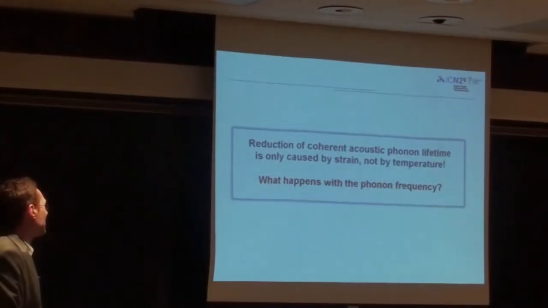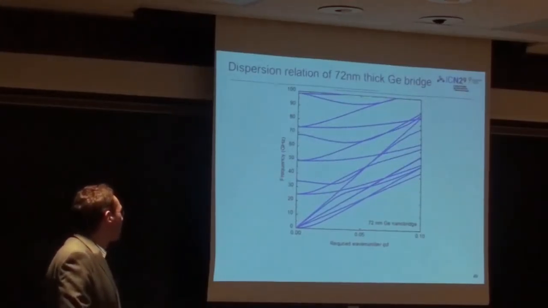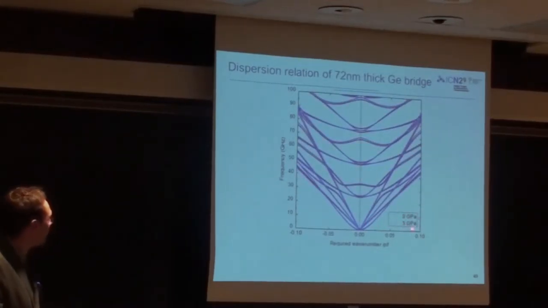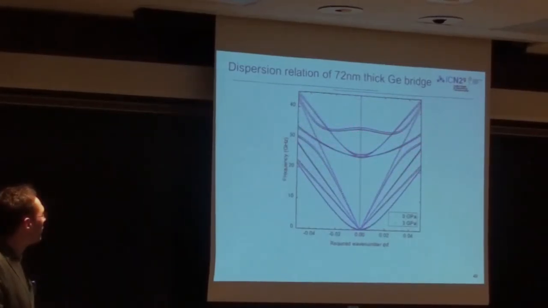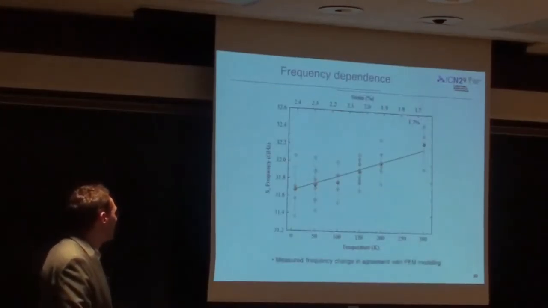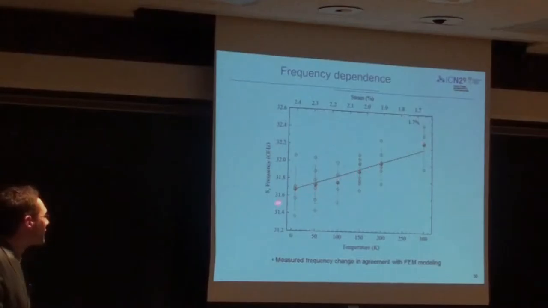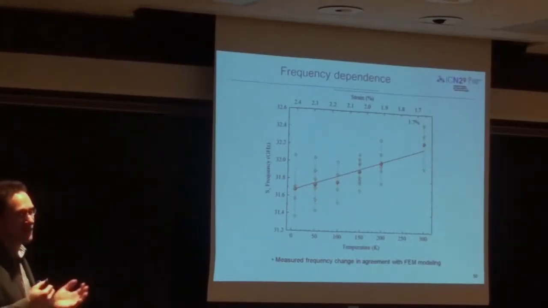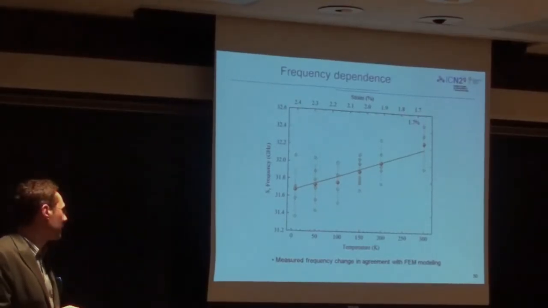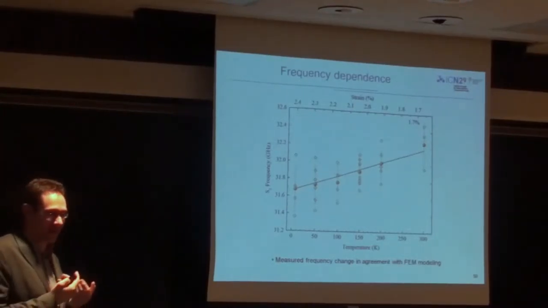So what happens with the phonon frequency? This is the very last thing I want to show you. We did some finite element modeling for such a germanium bridge for 0 GPa and 3 GPa. Now let's zoom in at the center of the Brillouin zone. The mode that we are looking at is this first order dilatational mode. What you can see is that you expect a slight decrease in phonon frequency when you increase the stress in this case, and we have measured this over lots of different events, and it turns out that the reduction in the frequency is very well reproduced by the finite element modeling. This is still not giving us any information about the lifetime change.